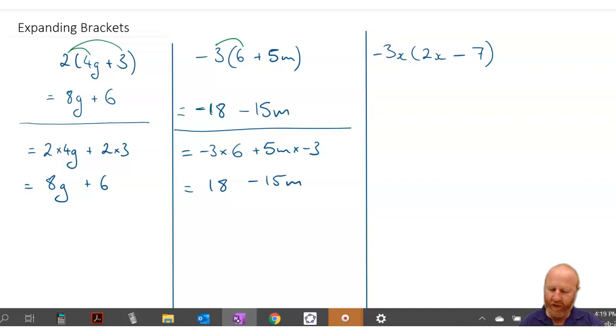If we move on to the last one here, we have a negative 3x multiplied by a positive 2x, so that becomes negative 6x squared. Remember, x times x is x squared. And then a negative 3 multiplied by a negative 7. Negative times negative is positive, so I end up with a positive 21x. And that's how we do the distributive law, otherwise known as expanding brackets.